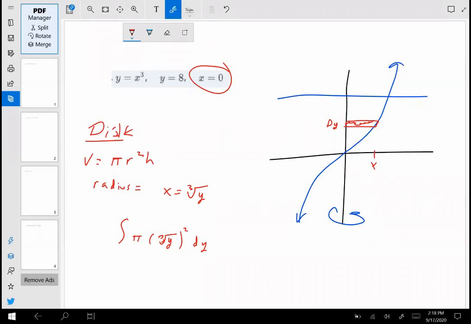So what's the lower bound? Remember, we're going this way, integrating with respect to y. So the lowest spot in that little enclosed region, what is the y coordinate for that? It should be 0, because we're talking about going from here up. The lowest y coordinate is 0. The highest y coordinate is 8. So we're going to go from 0 to 8.